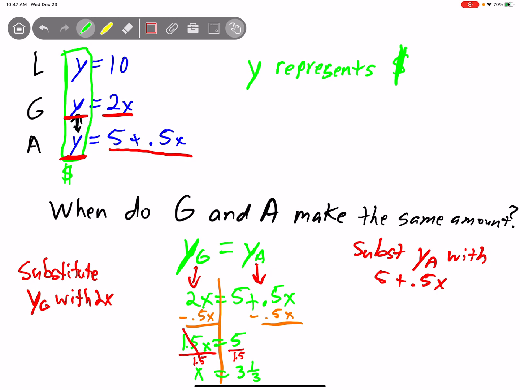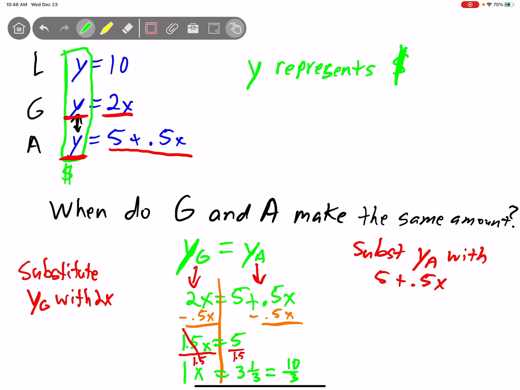Okay? So when x equals 3 1/3, they've made the same amount of money. And remember, 3 1/3 is the same thing as 10/3. Okay? I would accept either answer.